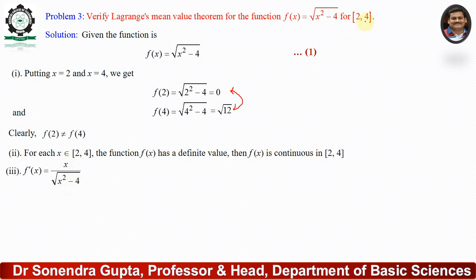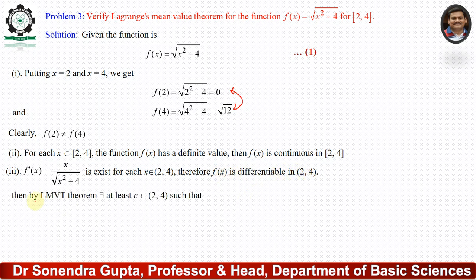Now putting values from 2 to 4 in this equation, definitely there is no value of x from 2 to 4 for which f dash x does not exist, therefore we can differentiate the function easily for x belongs to 2 to 4. Therefore f of x is differentiable in the open interval (2, 4). Now by the Lagrange mean value theorem, we assume that c belongs to the open interval (2, 4) such that f dash c equals f of 4 minus f of 2 divided by 4 minus 2.